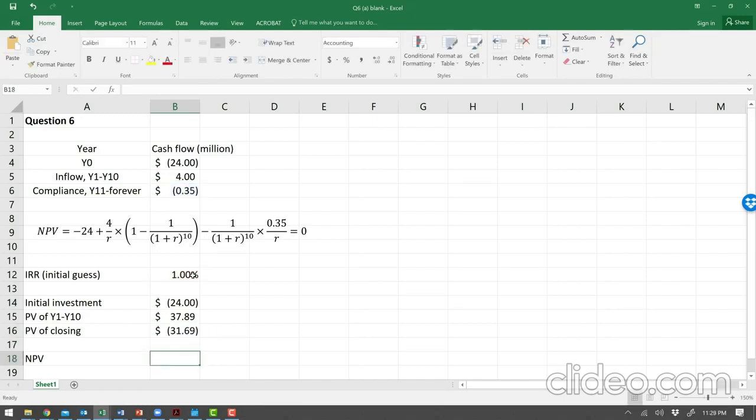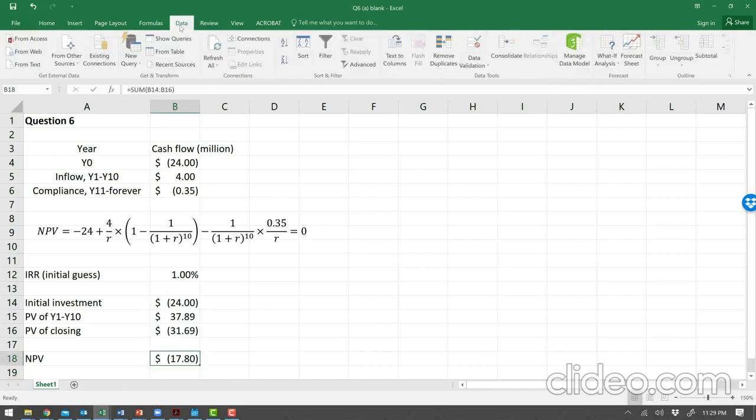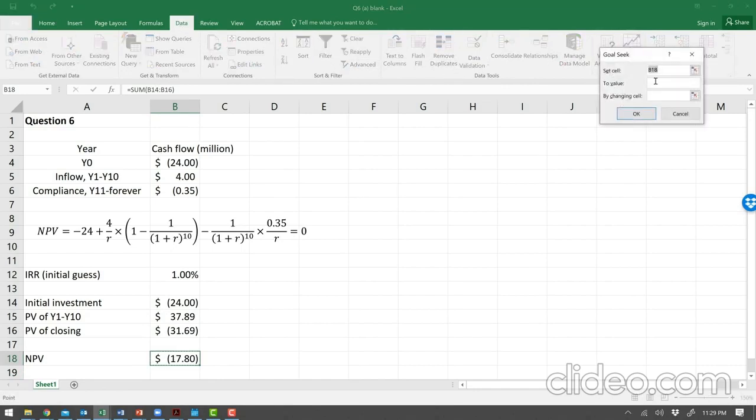Now, the NPV of the project is the sum of these 3 components. Now, to find the internal rate of return, I go to Data, What If Analysis, Goal-Seek. So I set the cell or the NPV to 0. Remember that internal rate of return is the discount rate R that sets this NPV to 0 by changing the cell of our initial guess.